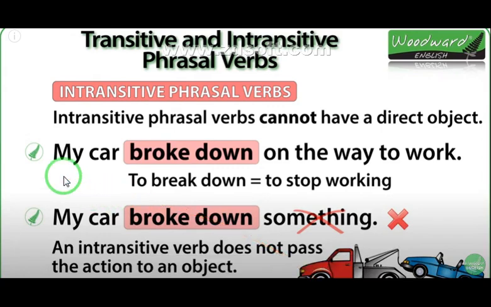Okay. My car broke down. Broke down, there is no verb after it. On the way to work, this is the complement or تكملة الجملة. Broke down اجت بمعنى زي ما حكيت قبل شوي اللي هي stop working. لما احكي my car broke down something لا مش بحاجة لمفعول به عشان يتلقى الفعل. خلاص my car broke down تعطلت. An intransitive verb does not pass the action to an object.